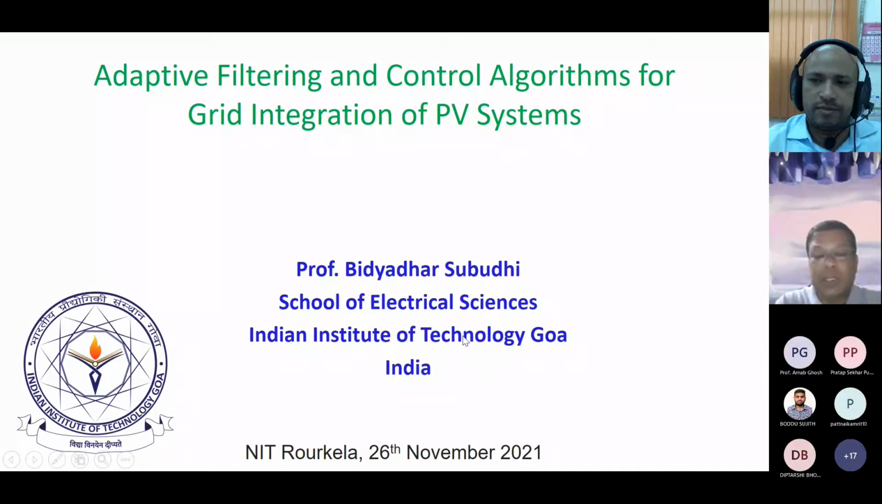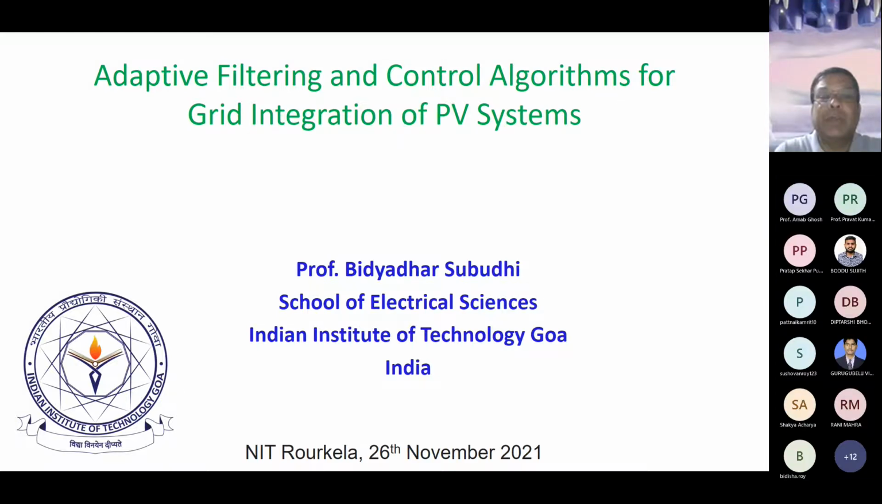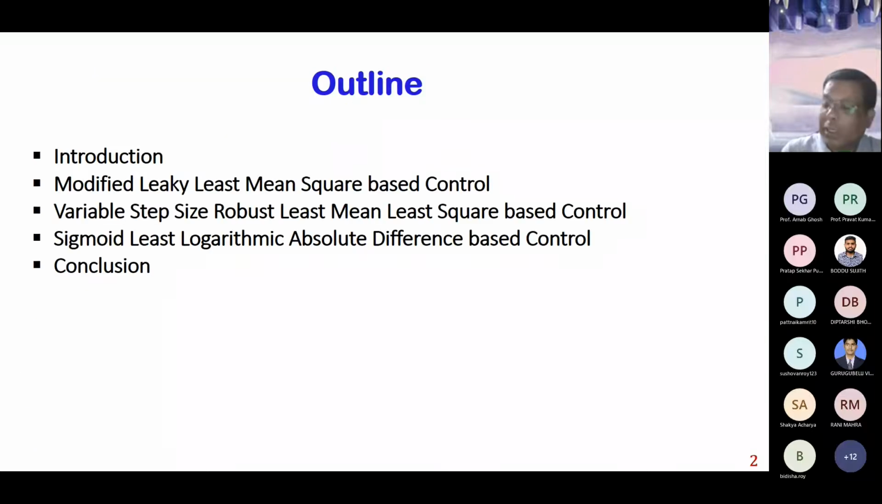So the topic I have chosen today is adaptive filtering and control algorithms for grid integration of PV systems. The outline of my presentation will follow this sequence. I will be speaking on the basic introduction of the control of the PV system, and then three control algorithms that we developed and implemented for the grid connected photovoltaic system by employing advanced adaptive control techniques.